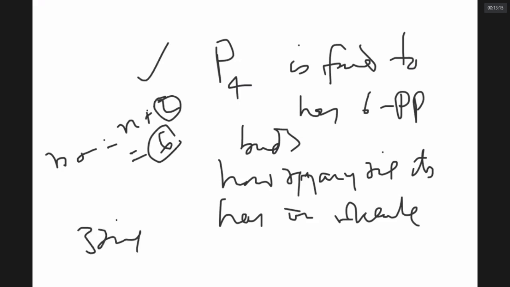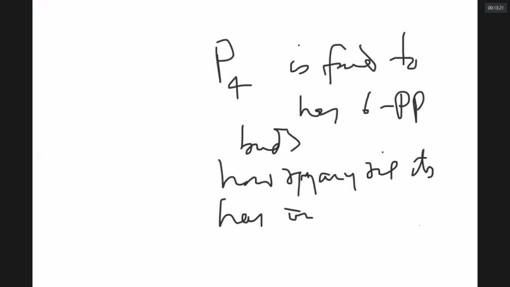Yes or no? 3, sorry, sir. Yes, sir. 3. This is the structure of P4. How many rings does it have? 3 rings.